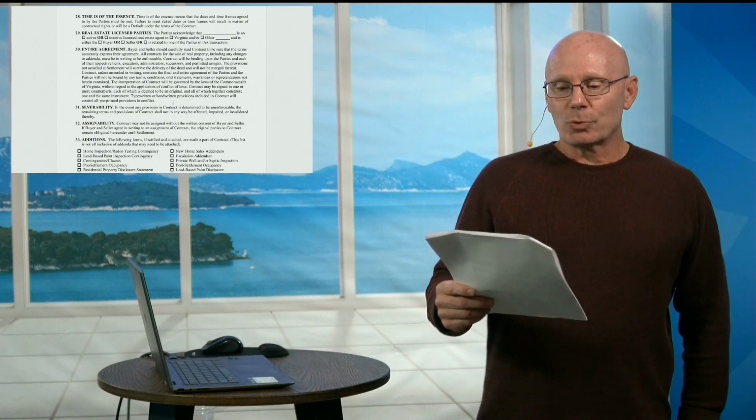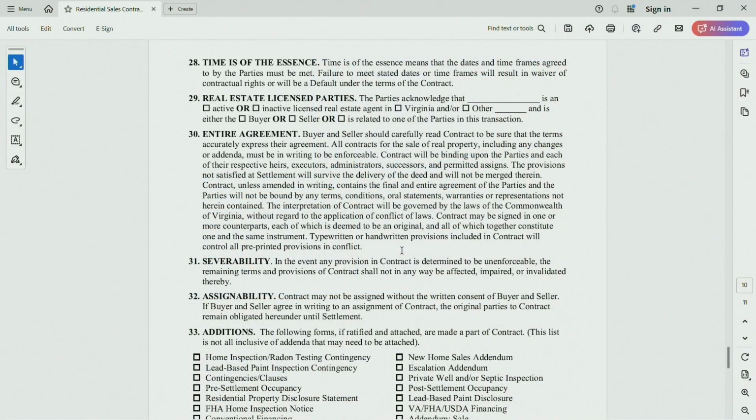Paragraph 29 is real estate licensed parties. So if your client is an active or inactive licensee, or anybody a party to the contract is, make sure you fill out this paragraph. Paragraph 30, entire agreement. So the buyer and seller should carefully read the contract to be sure that the terms accurately express their agreement. All contracts for the sale of real property, including any changes or addendum, must be written to be enforceable. Written to be enforceable, right?